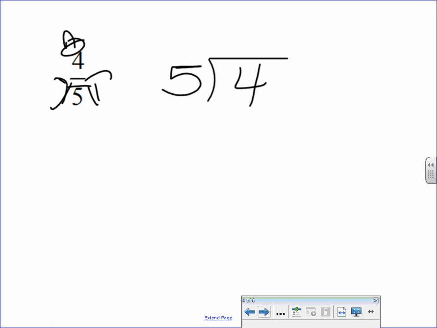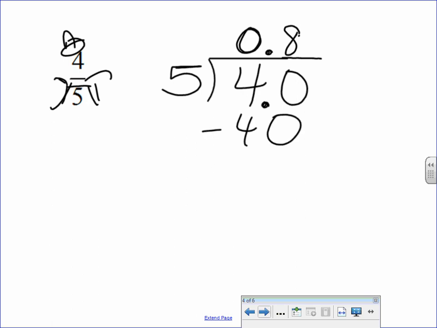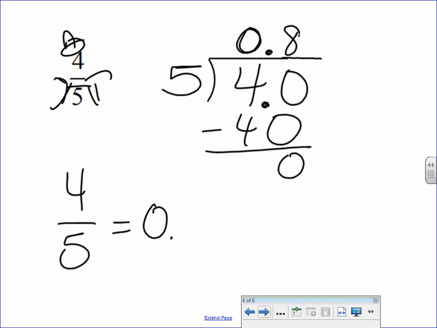Add a decimal and a 0, and we're dividing by 5, so this time you use the 5 column in your multiplication chart. 5 goes into 40 8 times, and I have to have a placeholder. And then I have a remainder of 0, so I'm done. 4/5 equals 0.8. Okay, go to example number 2.